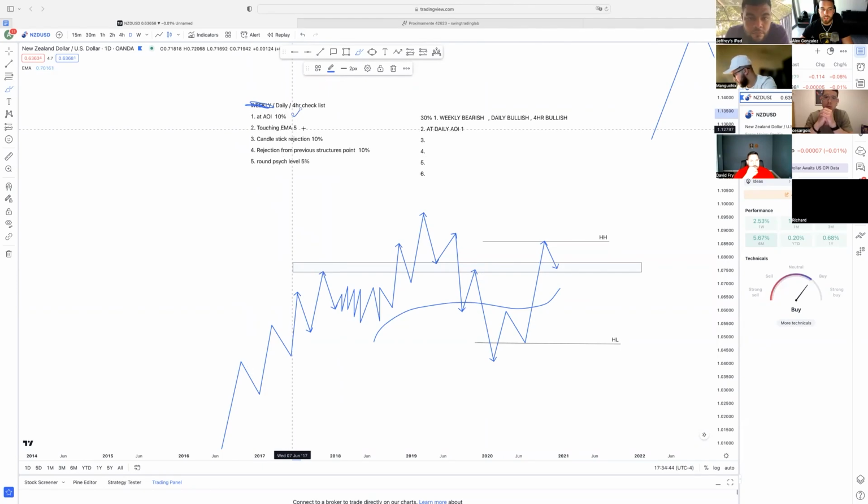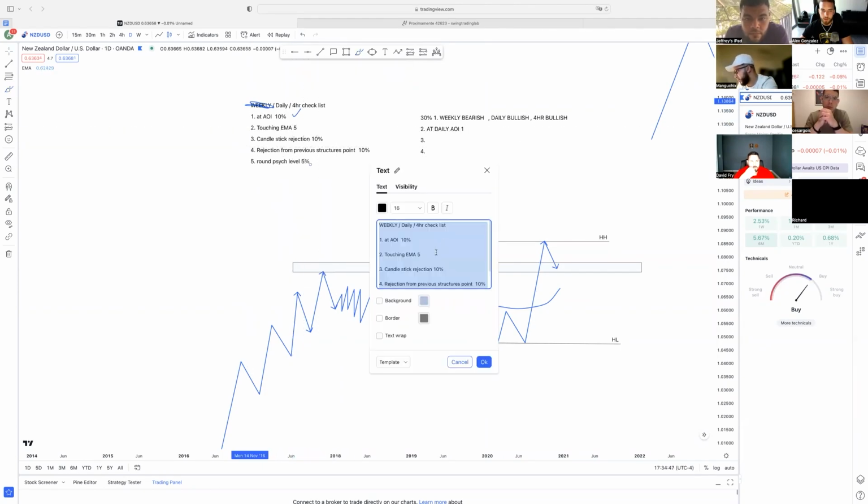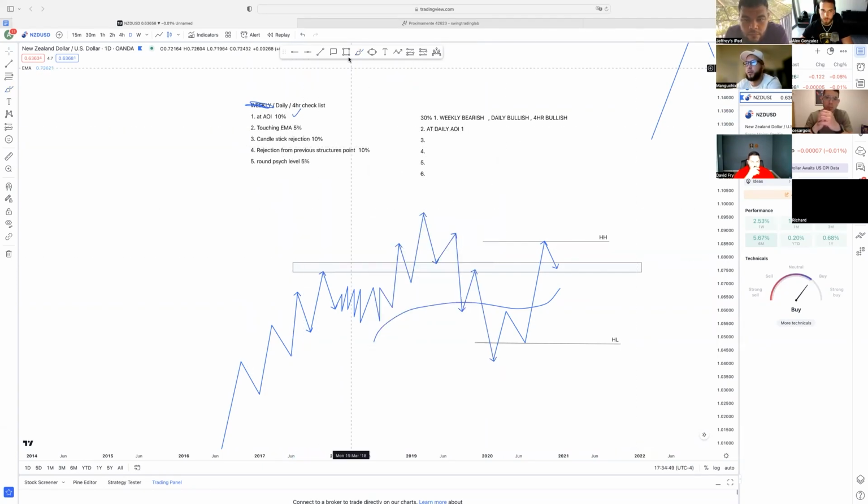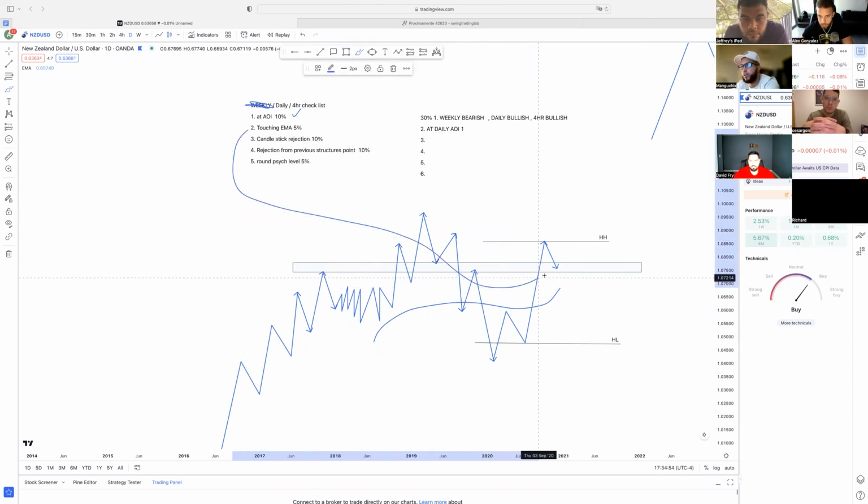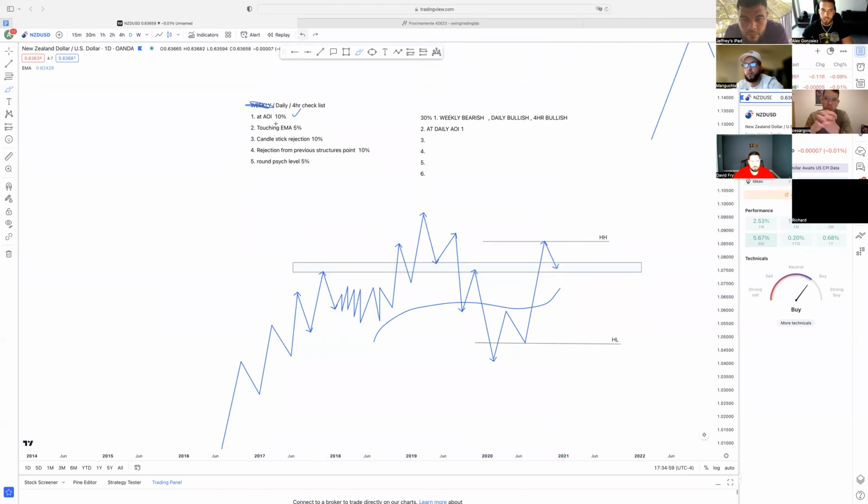Are we touching the EMA? Type 1 if yes, type 2 if no. Well, I don't know, we'll see. This is the EMA right here. So no, we are not touching the EMA. This gets removed. Candlestick rejection. Do we have any candlestick rejection? Let's just pretend like this is a doji candlestick right here. Let's just pretend like this is a doji or rejection candle, whatever. Let's just pretend like these are doji candlesticks.